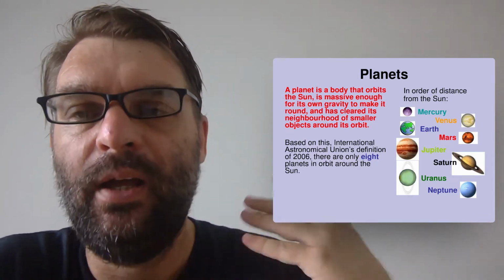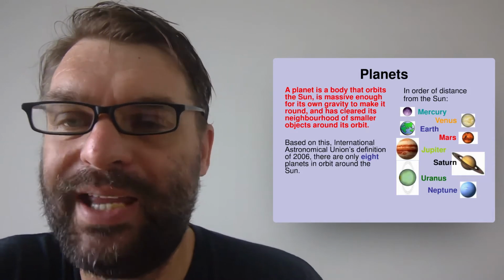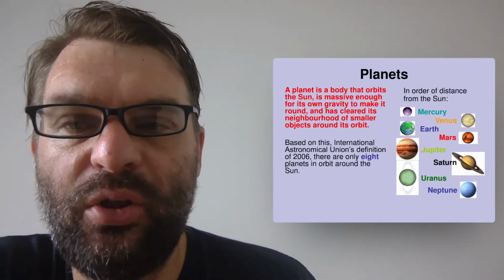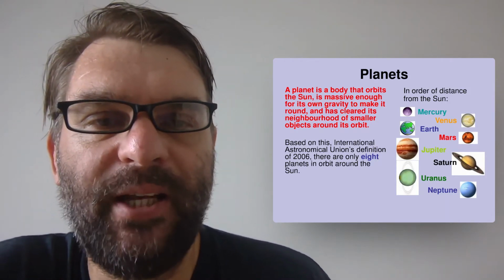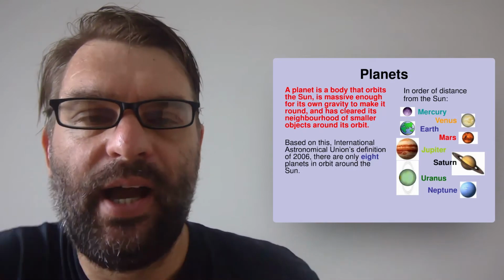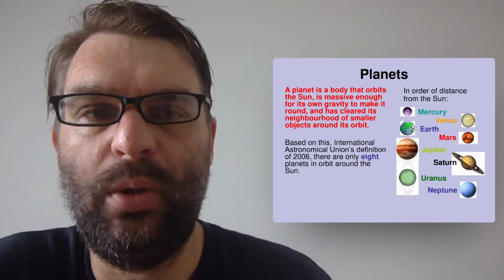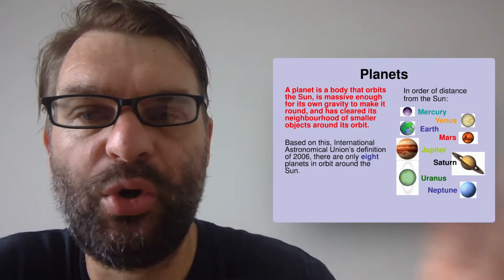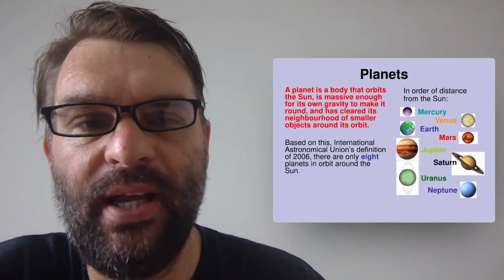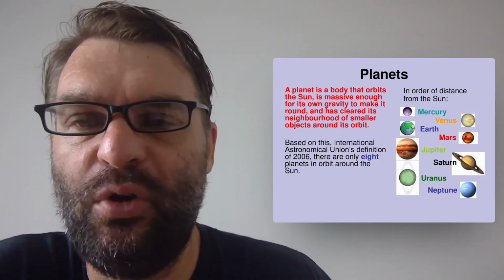For our solar system, there are 8 planets: Mercury, Venus, Earth, which is us, Mars, the red planet, Saturn, Jupiter, the massive gas giant, Uranus, and Neptune. That's the order on the slide of their distance from the Sun. Mercury is closest, and Neptune is the furthest away.